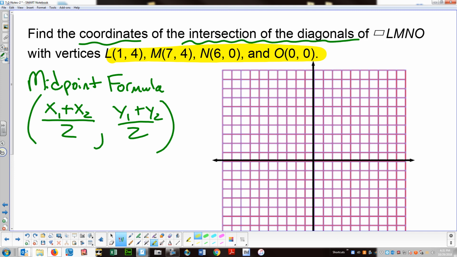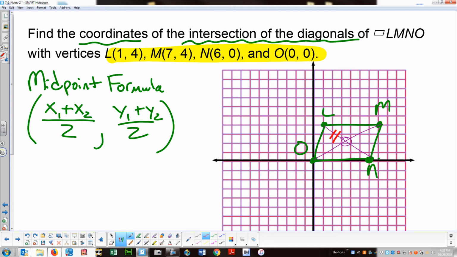So we should have got something like this. L is there. O is at 0, 0. M is at 7, 4, and N is there. So there's our parallelogram. We want to find the intersection of the diagonals. Okay? And so if we draw in the diagonal something like that, we get an idea, but if you freehanded it like I did, which you did on the iPads, I assume, we don't know exactly. We've got a good idea, but probably not too exact.